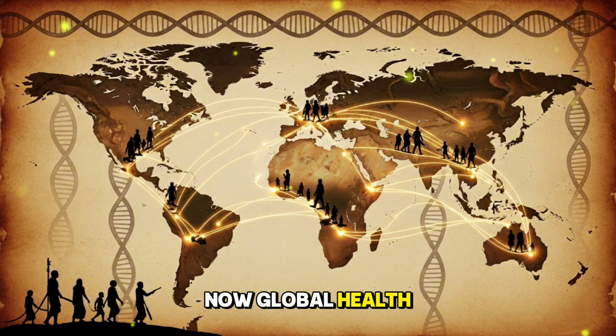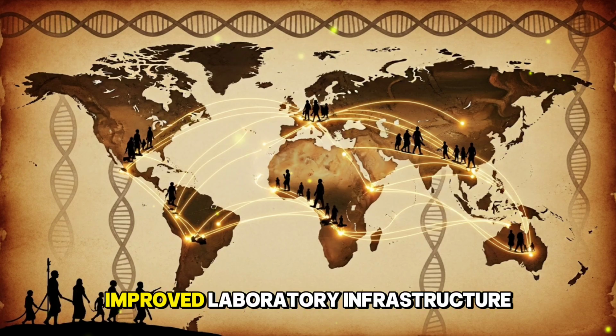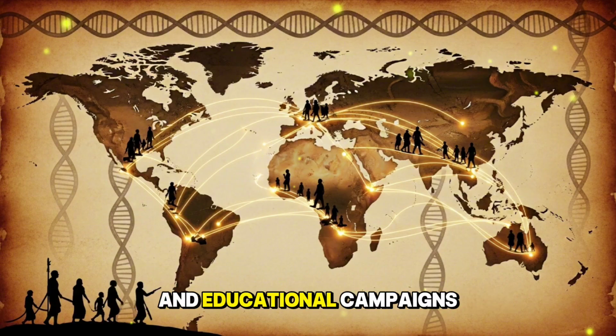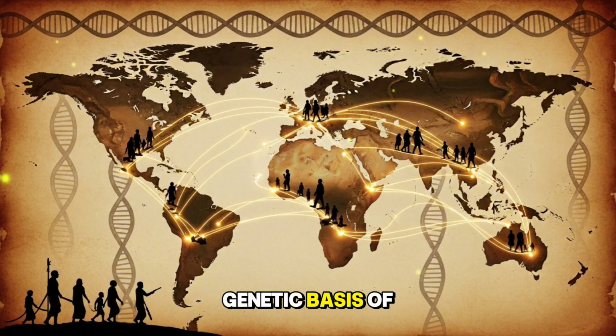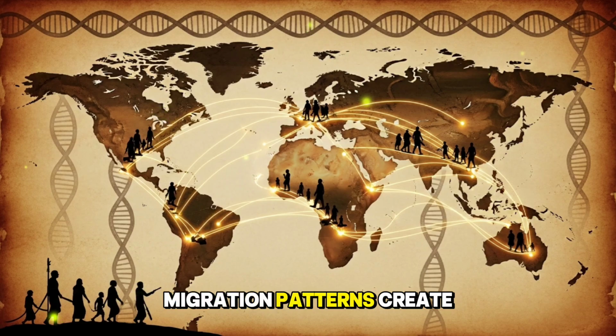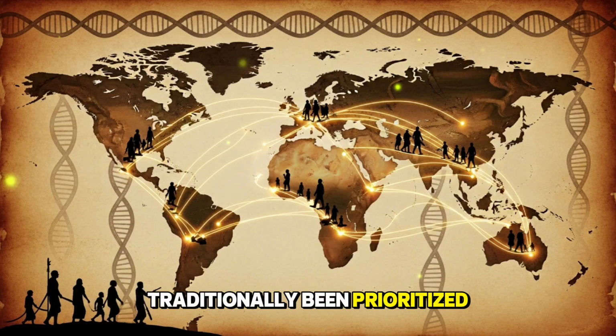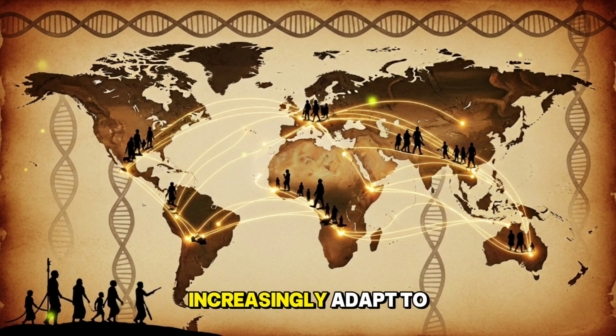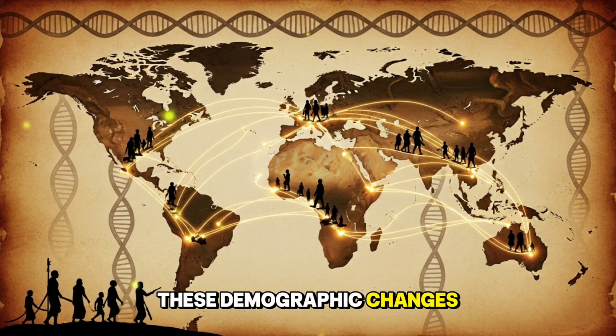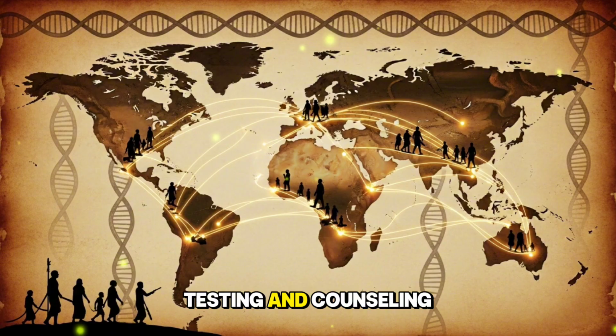Now, global health initiatives aim to expand access to testing, particularly in countries with high carrier frequencies. These efforts include community-level programs, improved laboratory infrastructure, and educational campaigns that highlight the genetic basis of the condition. Migration patterns create additional considerations, as individuals from high prevalence regions move into areas where screening has not traditionally been prioritized. Public health systems increasingly adapt to these demographic changes by integrating targeted testing and counseling.